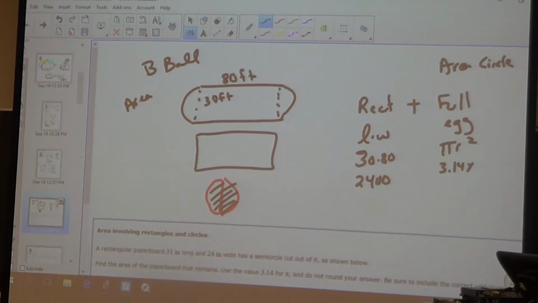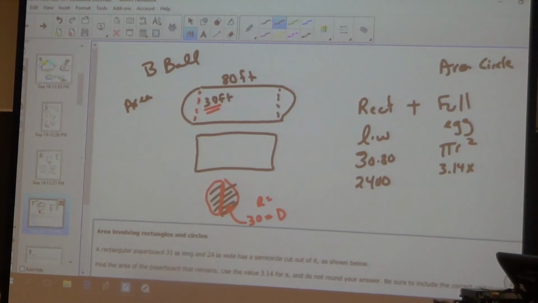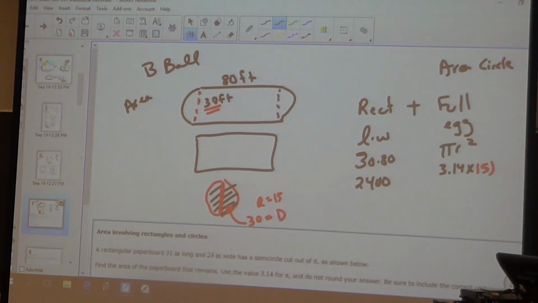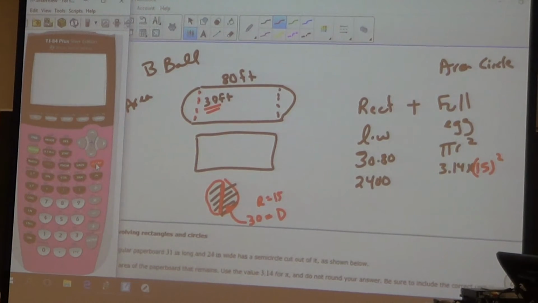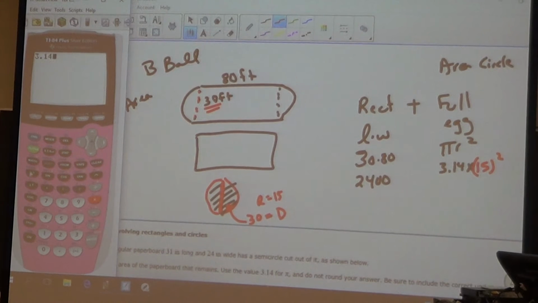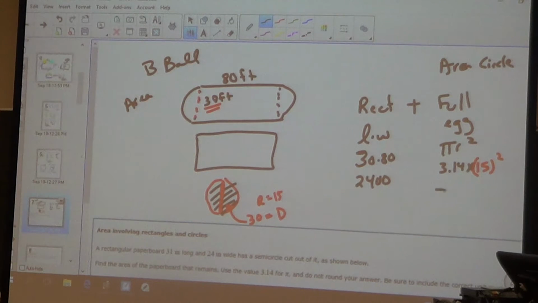This is going to be 3.14 times... what is the radius of my egg? 15. See how this was 30? So this piece right there is 30, which is my diameter. So my radius is going to be 15. So I go to my calculator, and I do 3.14 times 15 squared. That one's going to be 706.5, and I add those two together, that'll give me my full court.